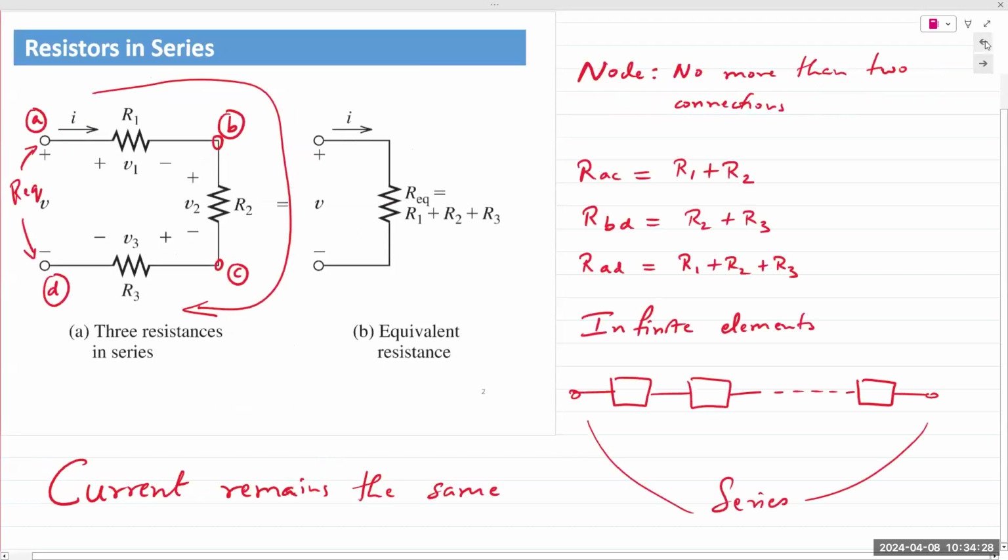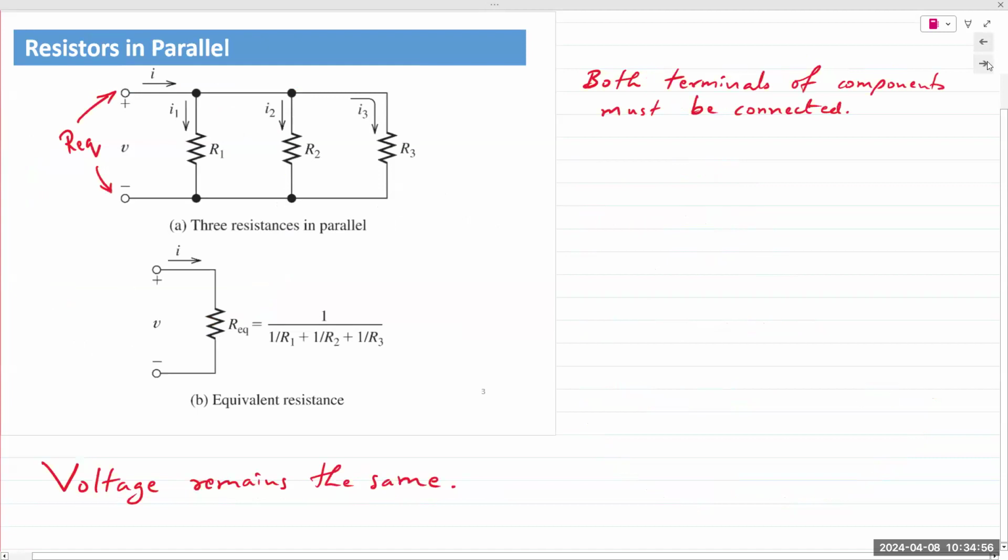How many nodes did we count here? Actually, two, right? A node is where two or more components come together. So we say B and C. And then the outer two terminals are the terminals of measurement, A and D. If you measure the resistance between different nodes, then your resistance will change. But in a parallel connection, how many nodes do we have?